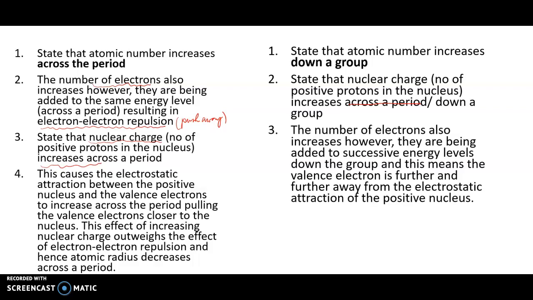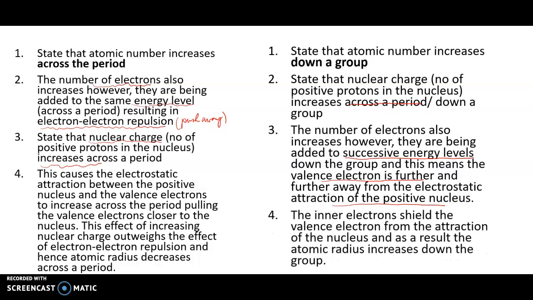The number of electrons also increases as you go down a group. However, the difference is that when you're going across a period, they were being added to the same energy level, but here the electrons are added to successive energy levels. That means they fill up one energy level, then they go to the next one that's a little higher, etc. And this means that the valence electron is now further and further away from the electrostatic attraction of the positive nucleus. So what impact does that have? The inner electrons shield the valence electron from the attraction of the nucleus, and as a result, atomic radius increases as you go down the group.